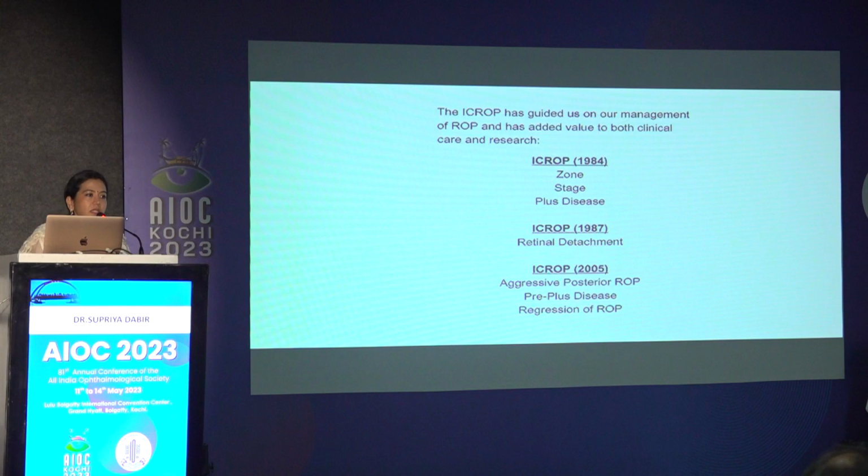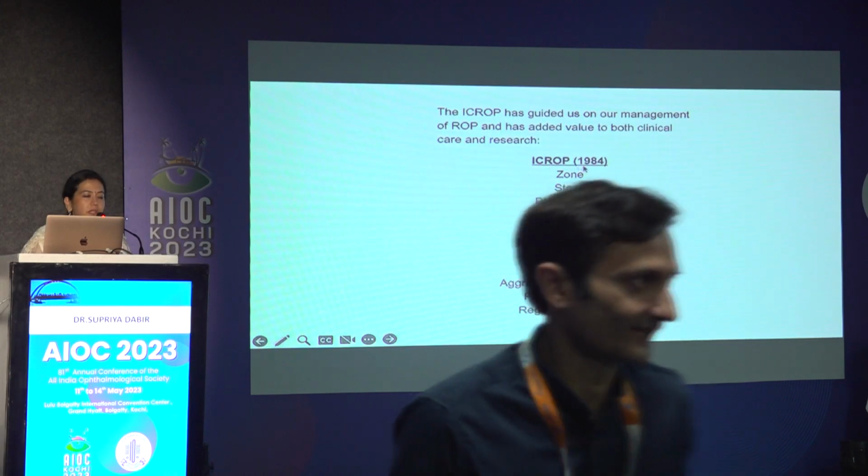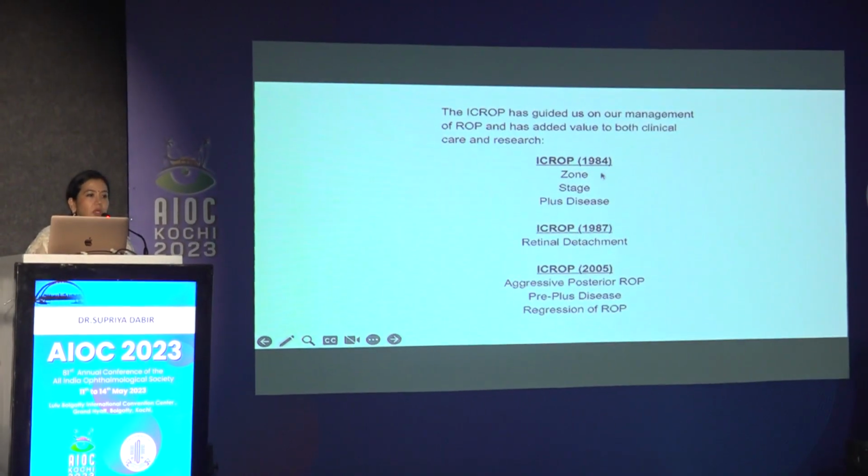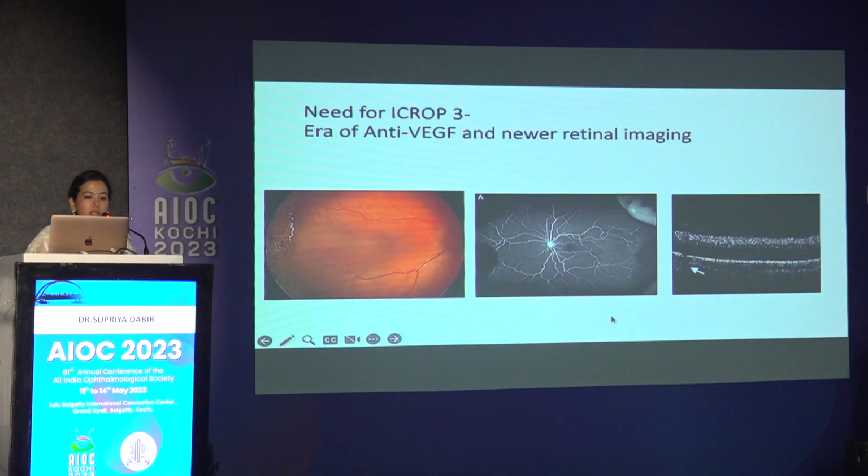So what was the need for the classification? It gave us guidelines about the disease and helped us. It started with the classification in 1984, where they defined the zone, stage, and the plus disease. It was modified in 87 with retinal detachment, and in 2005, aggressive posterior ROP, pre-plus, and regression of ROP were defined and classified. So what was the need for the third edition of the ICROP classification?